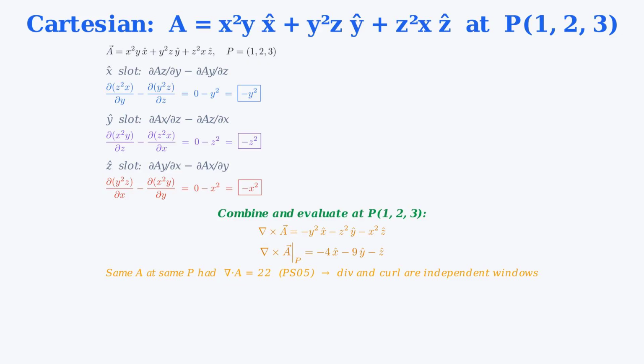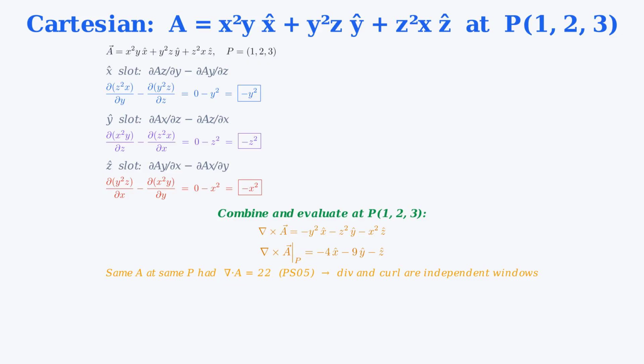Y hat slot, partial Ax over z minus partial Az over x. Ax is x squared y, partial with respect to z is 0. Az is z squared x, partial with respect to x is z squared. So the y hat component is 0 minus z squared, which is minus z squared.